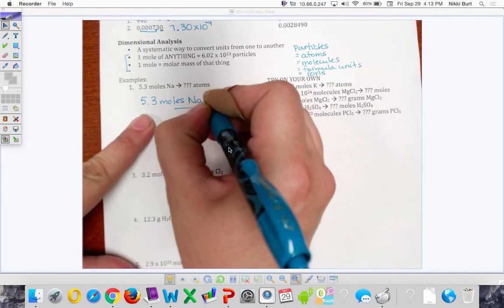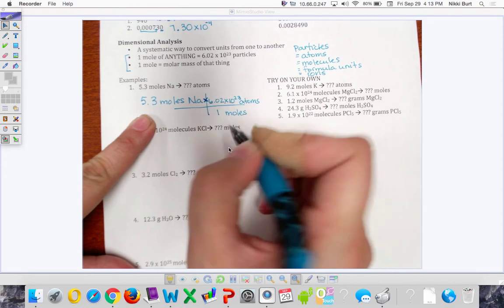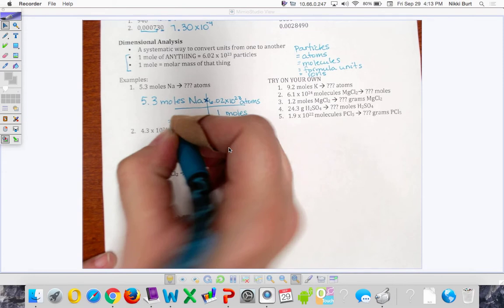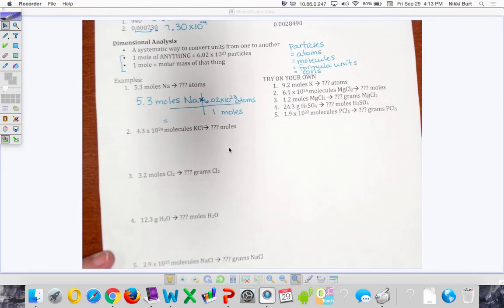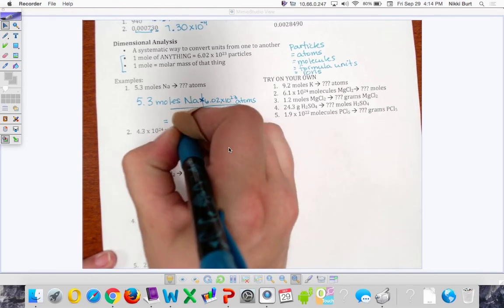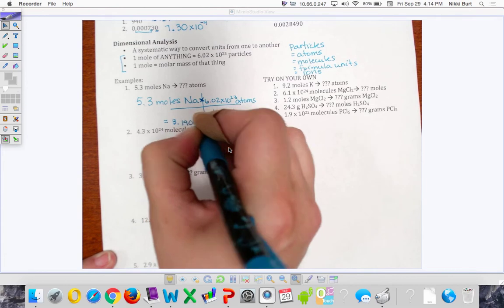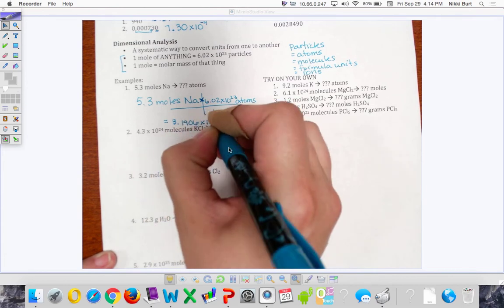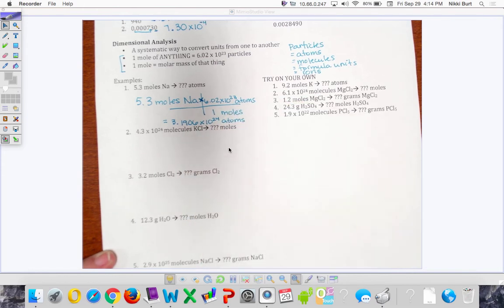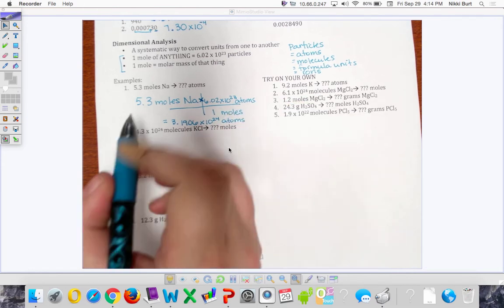So now I just have to multiply 5.3 times 6.02 E23 over the number 1. And when I do that, making sure to use my E button, times 6.02 times 10 to the 23rd, I get 3.1906 times 10 to the 24th power. And this is atoms. But it is important that you double check your sig figs.